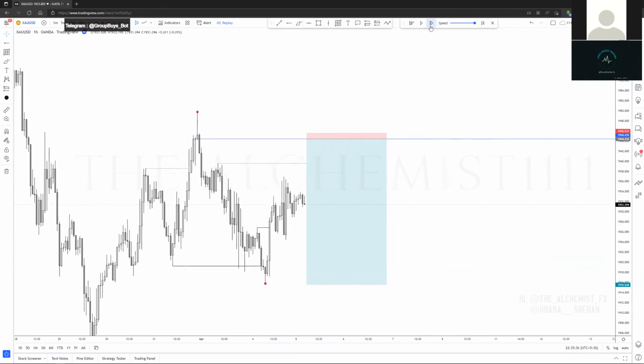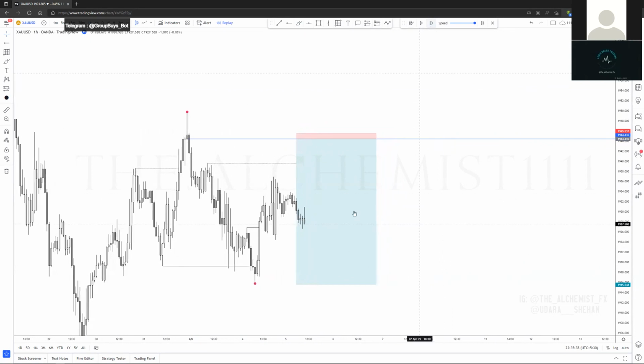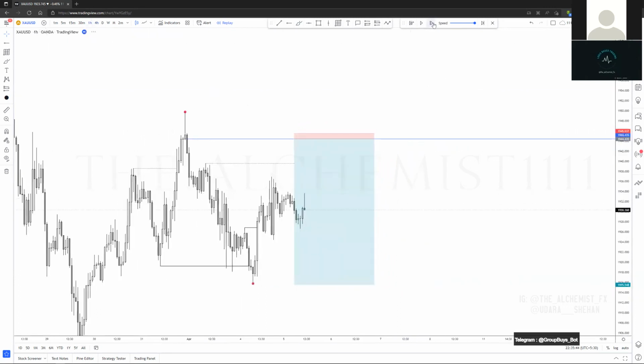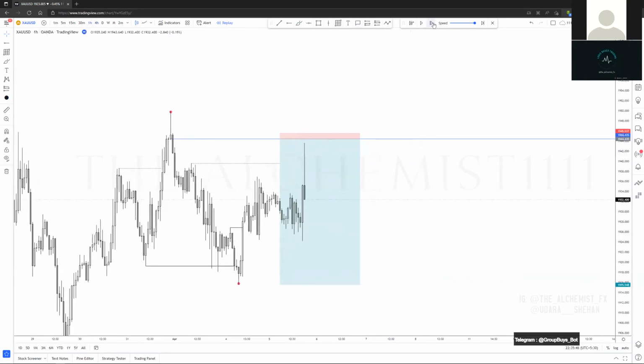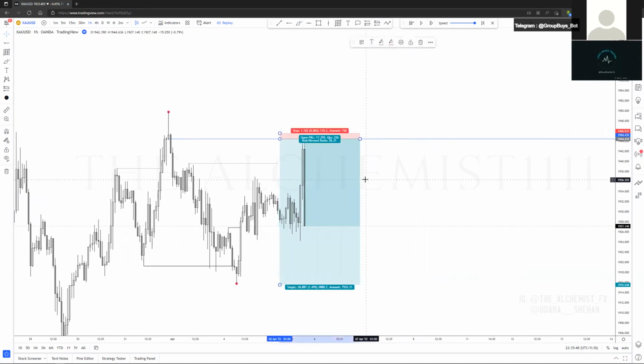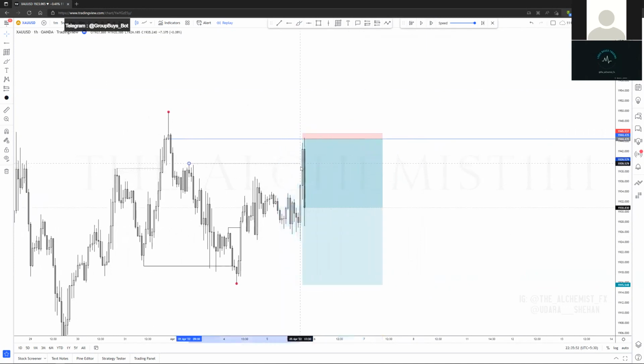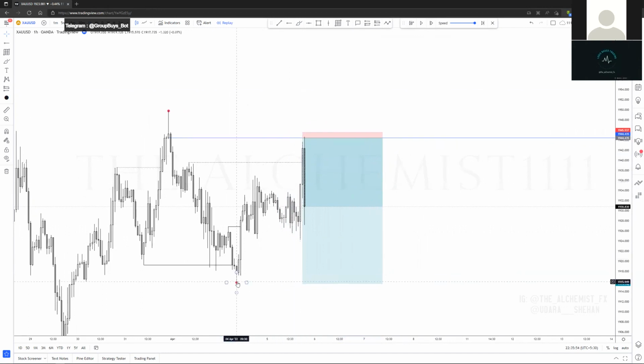And then price starts to go up. It's not that clear on this. Let's see. Look at this, nice tap. Now where is your final target? Your final target is down here.